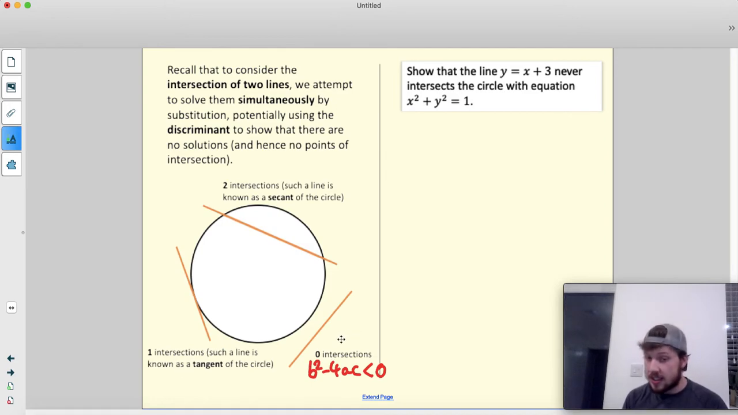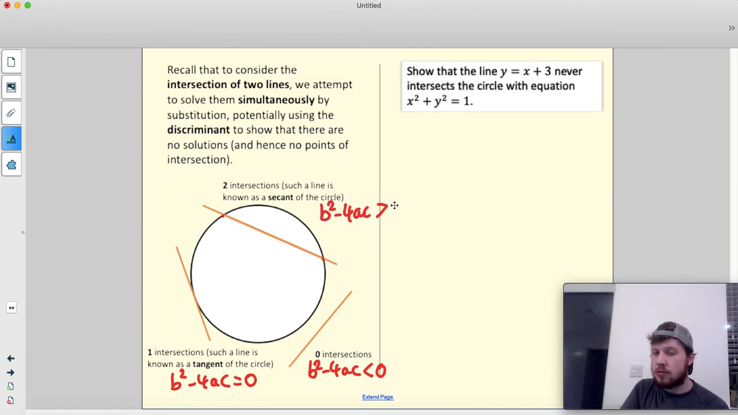For there to be 1 intersection point, that means that my b squared minus 4ac must be equal to 0, because that would form a tangent. So that must be equal to 0. And lastly, if I get the standard example where it's 2 intersection points, that would be that my b squared minus 4ac would be greater than 0, meaning that when I do my plus or minus square root, I would get 2 distinct answers. And we call this a secant.